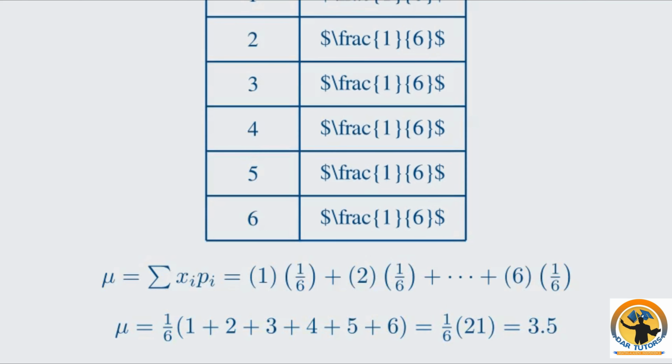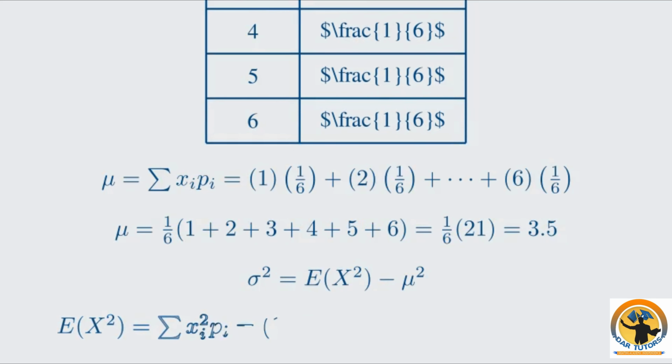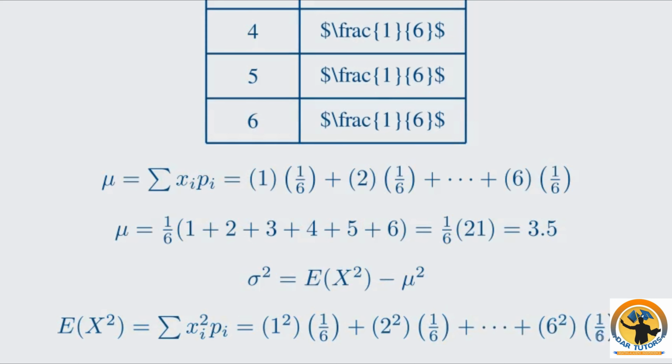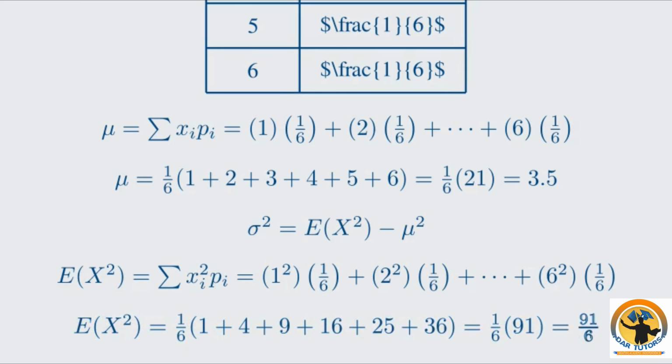Now, we'll use the alternative formula for variance, as it's more efficient here. First, we find E(X squared). This is the sum of the squared outcomes, each multiplied by its probability of 1/6. Again, we factor out 1/6. The sum of the squares from 1 to 6 is 91. So E(X squared) is 91 over 6, or approximately 15.17.